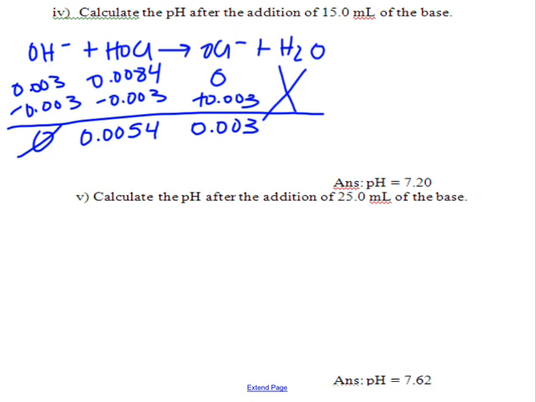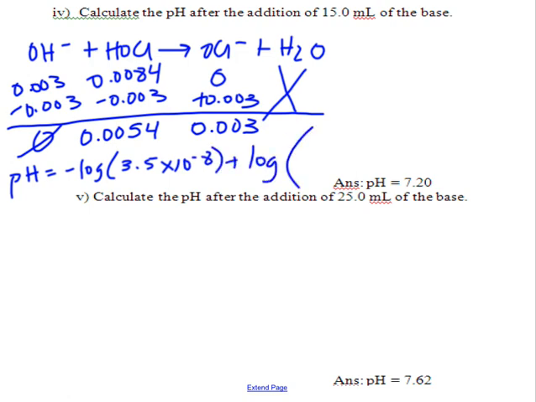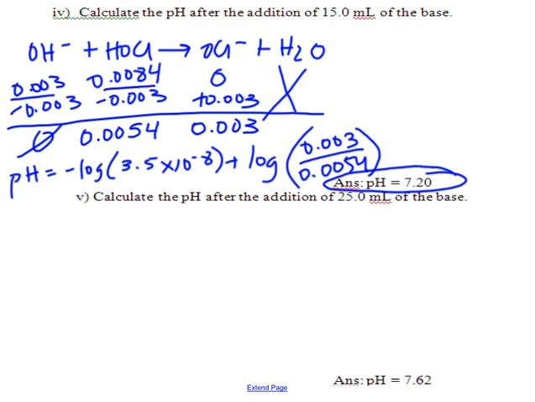What do we have left over? Again, another buffer. pH is equal to the negative log of 3.5 times 10 to the negative 8 plus the log, what goes on top? 0.003 over 0.0054. You should get a pH of 7.2. Whoa. And we're past 7, and we are nowhere near the equivalence point yet.